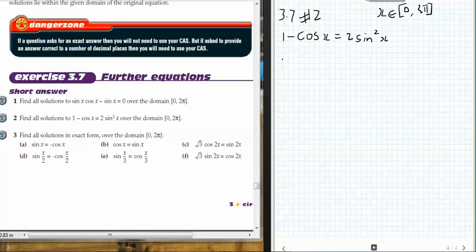This is for Year 12 Methods. It's set number 2, question number 2 out of 3.7. Find all the solutions to 1 minus cos of x equals 2 sine squared of x over the domain x going from 0 to 2 pi.